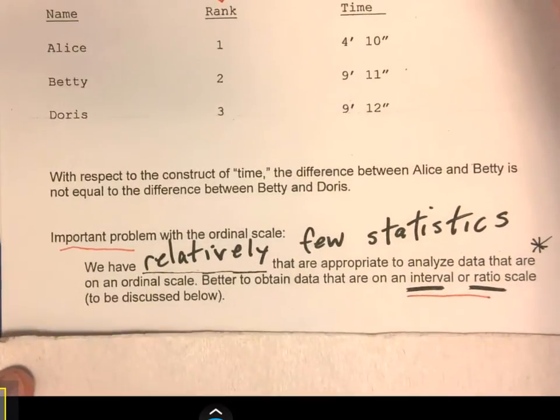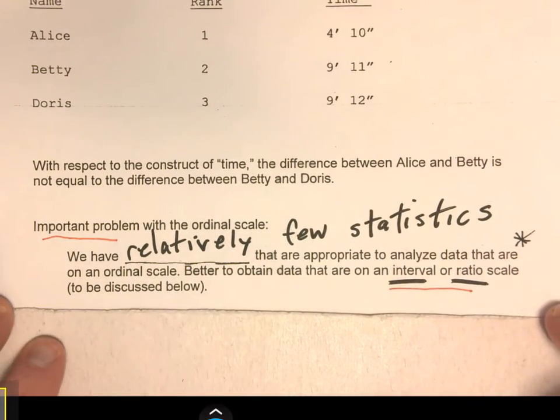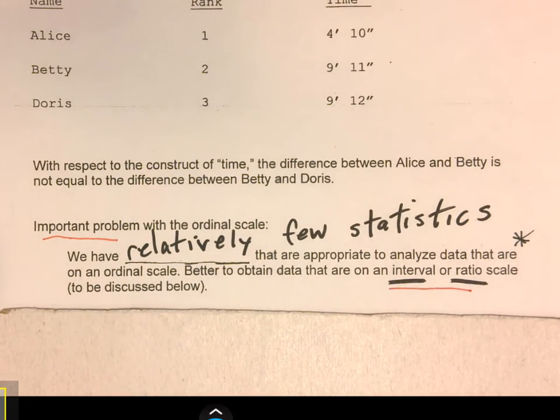Now, so far it might seem like a kind of arcane issue. Who cares? Well, this business of measuring things on an ordinal scale of measurement does turn out to be a big deal when it comes to conducting research, because the problem with ordinal scale of measurement involves the fact that we have relatively few statistics that are appropriate to analyze data that are measured on an ordinal scale of measurement. It's better to obtain data that's on an interval scale or a ratio scale of measurement, to be discussed below.